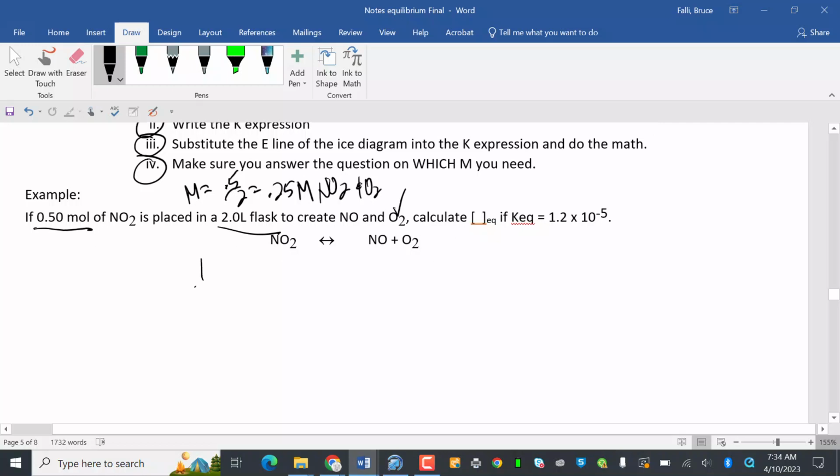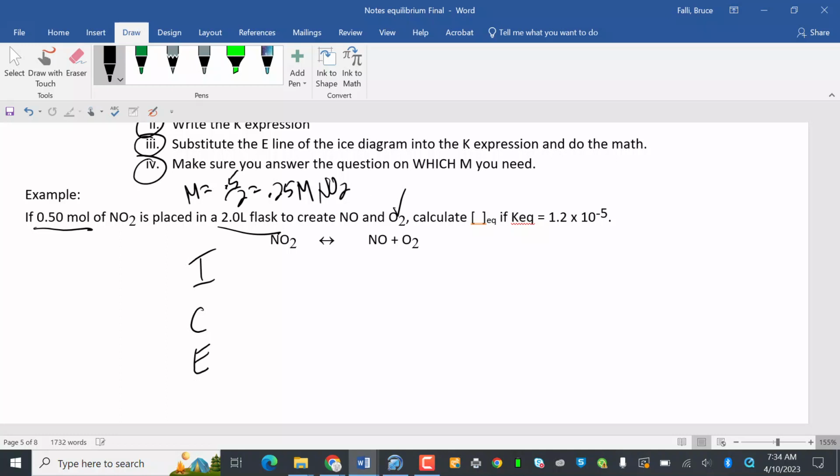Okay, so ICE diagram. And molarities. NO2 is, what do I start with? NO2, I read that wrong. NO2 is placed in a 2-liter flask. There we go, so I have 0.25. And I don't have any of these yet, so 0, 0. Okay, checking to make sure it's balanced. 1 N, 2 O's, 3 O's. Oh, for 2 here. 4 O's.